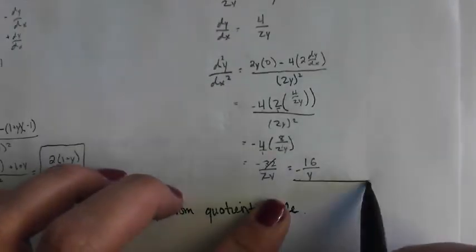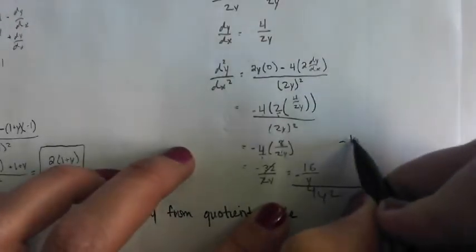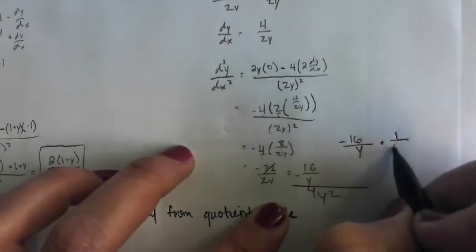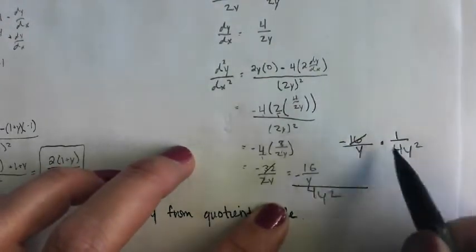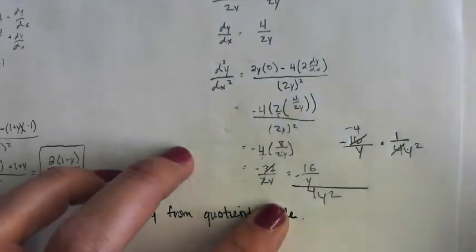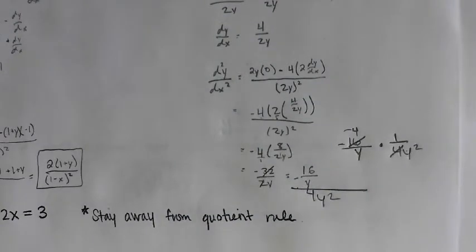This should still be over 2y squared, which would be 4y squared, and then negative 16 over y, keep, change, flip. Then negative 16 and 4 would reduce to negative 4 over y cubed. So he had it. He just dropped the denominator. Who got that? Kendall? Nice job.